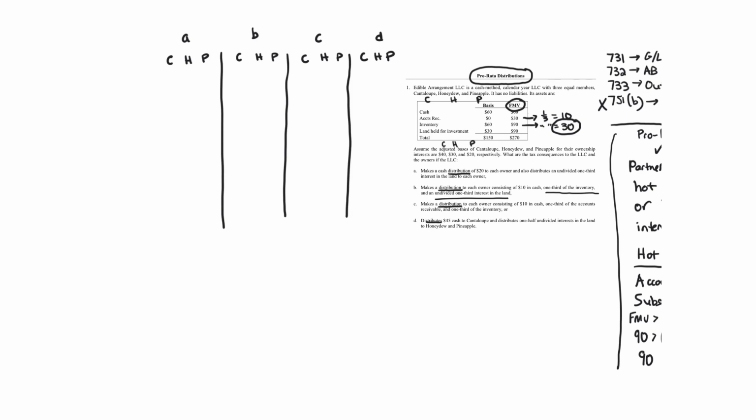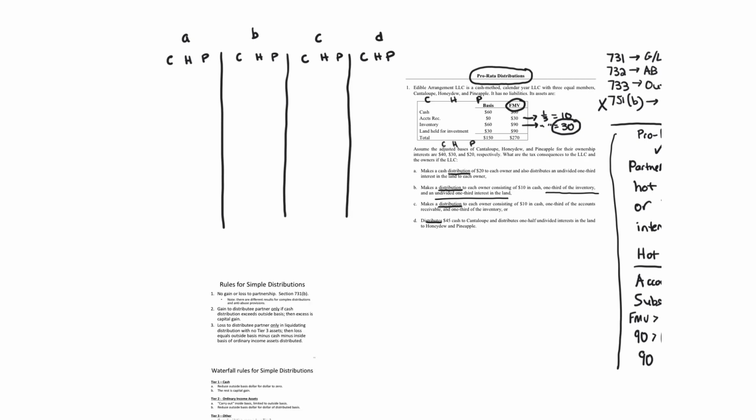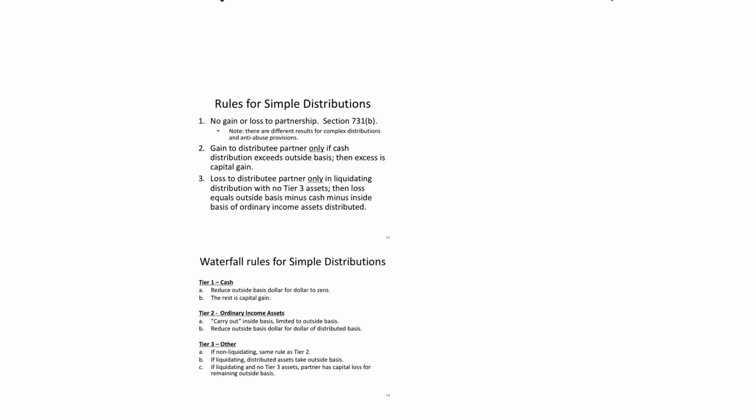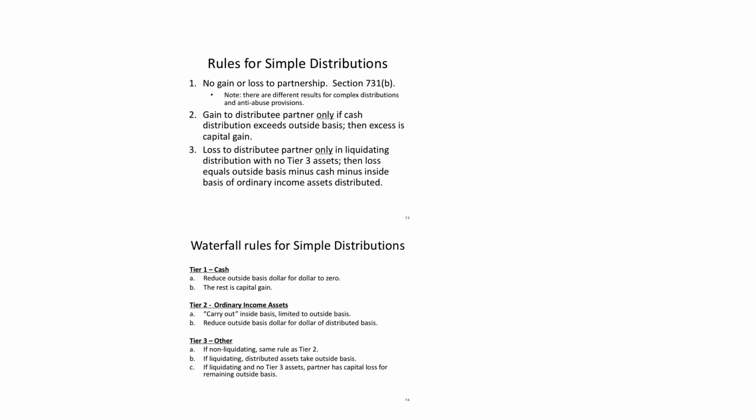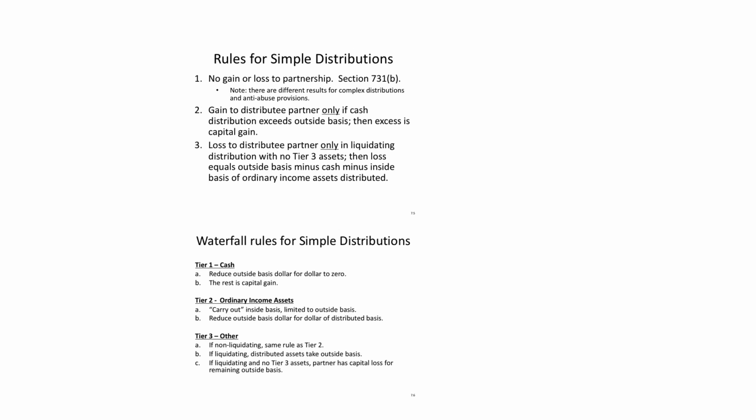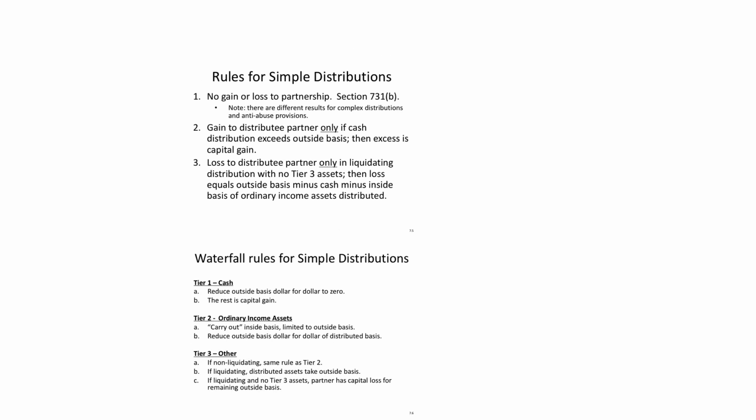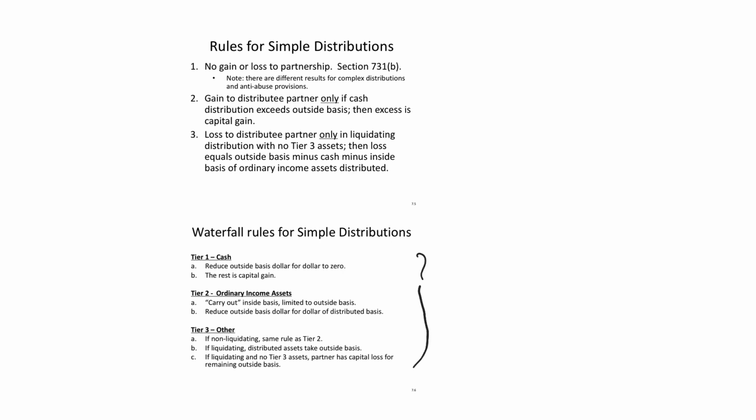Okay? And the way this chart works, and I have a video that goes over this chart, we've got the rules for simple distributions, and we have our waterfall rules for simple distributions. This is where the chart comes into play, right here, this three-tier system. And also, it's important to note that because this is a non-liquidating distribution, right, because there's an interest left over, we also have to allocate to the last item, the partnership interest left over. So keep that in mind.